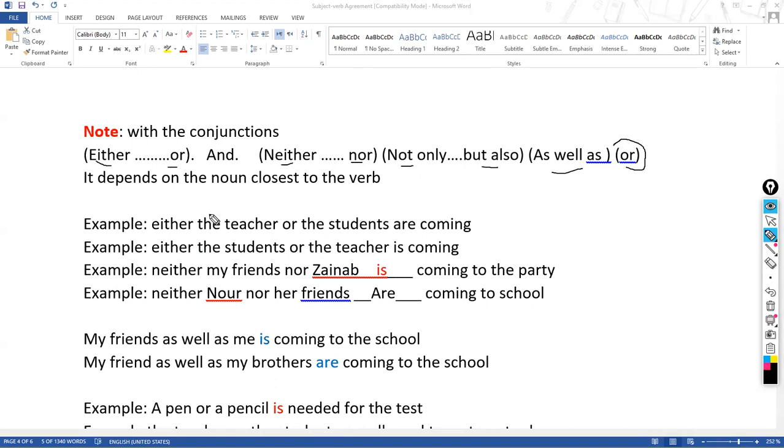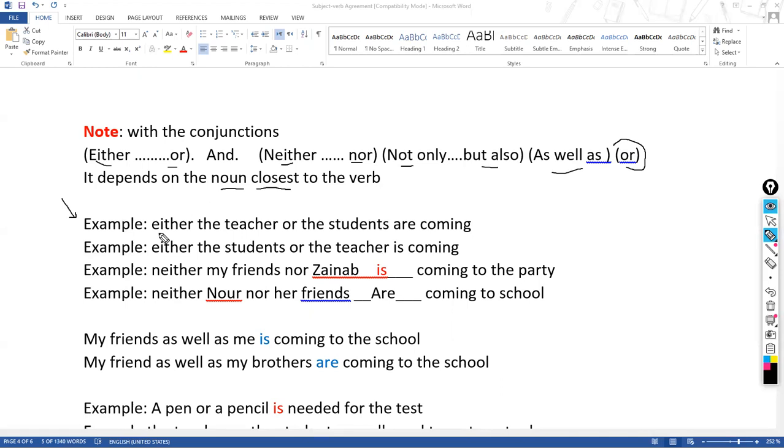Notice, Suna, first of all, before discussing the example, I have to tell you that if you want to use them together, you have to take a look at the closest noun to the verb. If the closest noun to the verb is singular, use singular verb. But if the closest noun to the verb is plural, absolutely I have to use plural verb. Let's discuss this example.